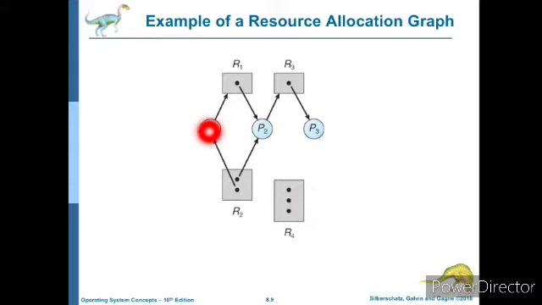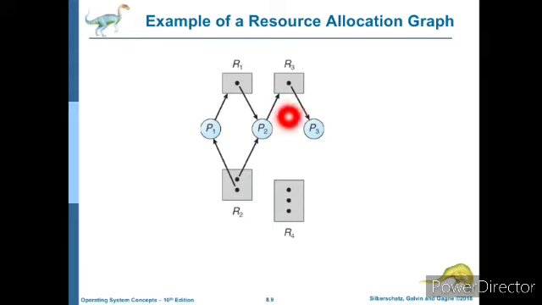Now we'll consider the process P1. P1 is holding the resource type R2 and it is waiting for the resource type R1. Next, process P2. P2 is holding the resource types R2 and R1 and it is waiting for the resource type R3, an instance of resource type R3. Next, process P3 is holding an instance of R3.